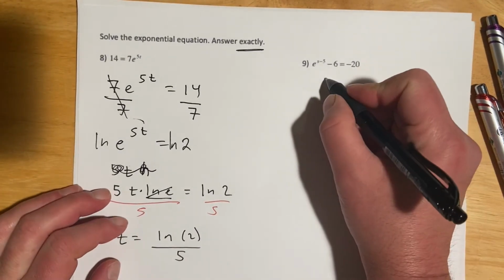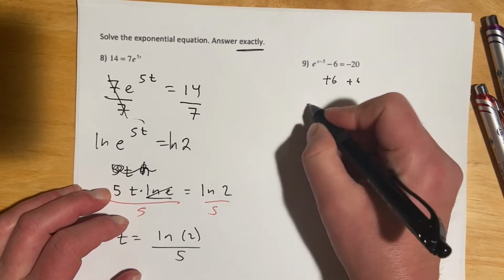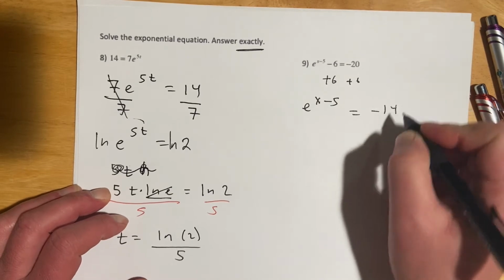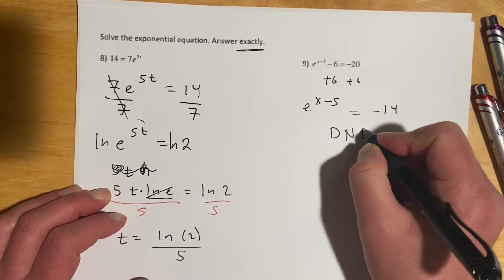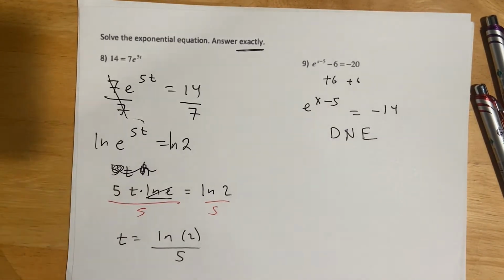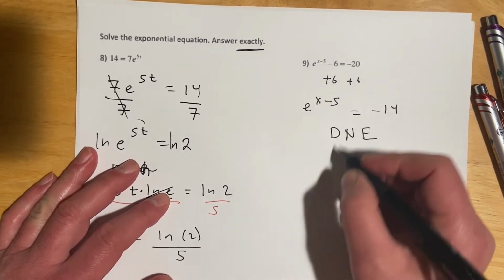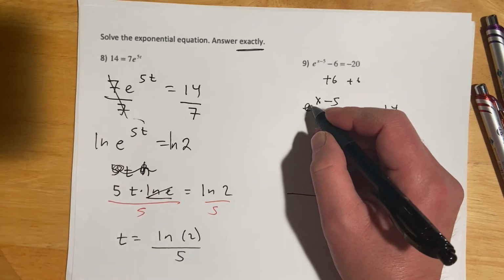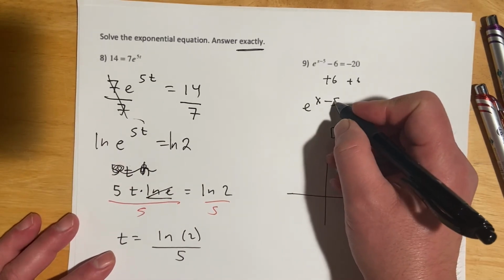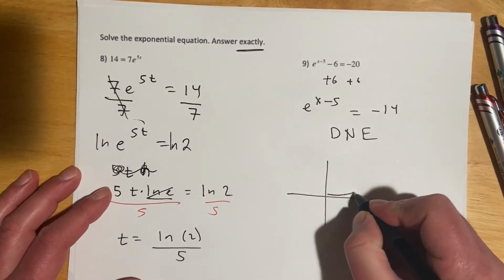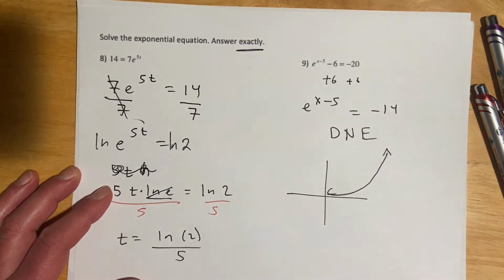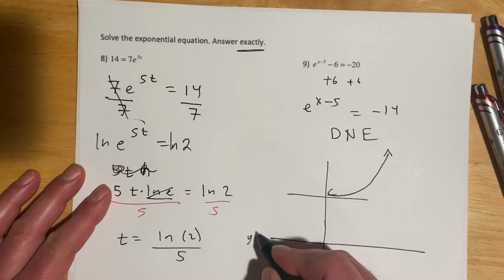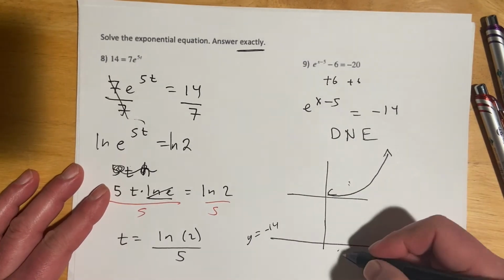This one, so we add the 6 over, and we get e to the x minus 5 equals negative 14, and that is a DNE. The reason that's a DNE is if we think about what an exponential function looks like, this would just be an exponential base 2.7-ish and shifted 5 to the right. So basically it would look something like that. And then negative 14 would be somewhere down here, where y equals negative 14. Those are never going to cross.